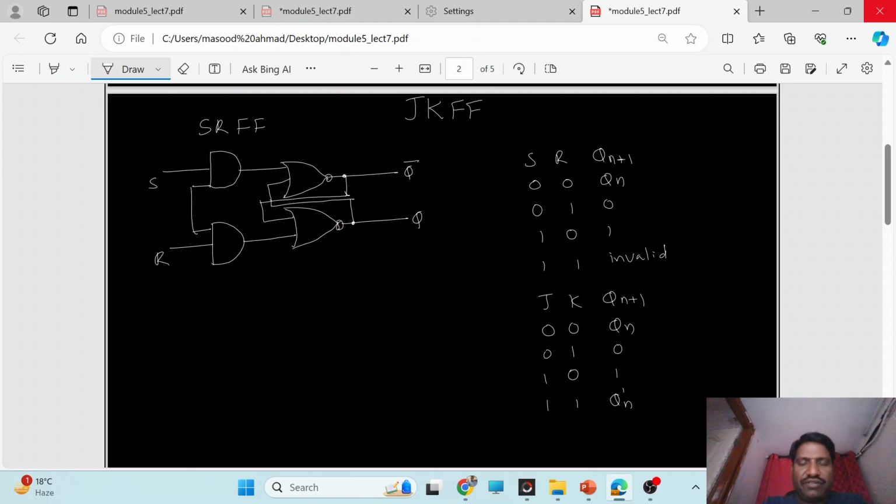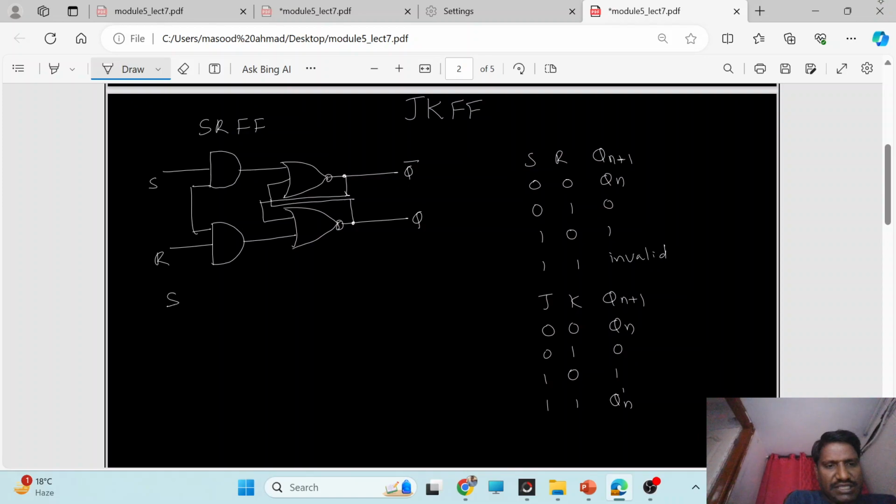My dear students, today we are going to look at the JK flip-flop, which we are going to derive from the SR flip-flop. Now, why we need to derive a JK flip-flop from the SR flip-flop is that in the SR flip-flop we have an issue when both the inputs are 1. What do we mean by both the inputs are 1?